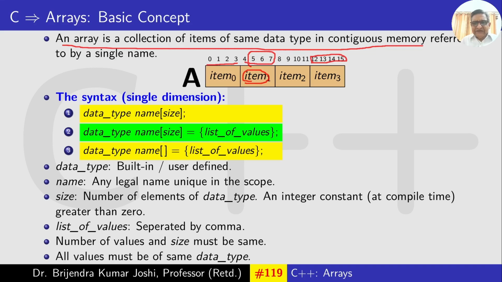Now the order of these items may be different in memory depending on the endianness, but about that we will discuss in some other video.